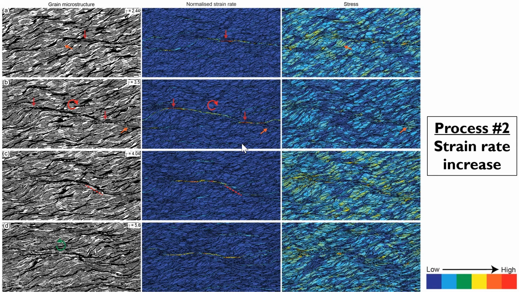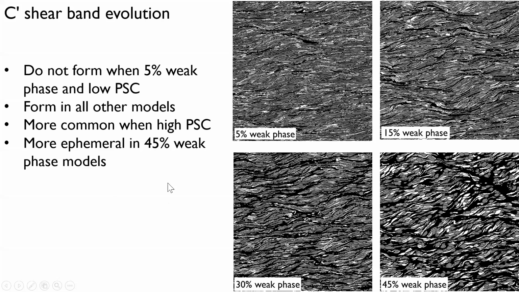So you'll notice in the two processes I've described that C-prime shear bands form in layers of weak phase that are at a low strain rate. They form only in these layers that are at low strain rate. So this is in contrast to previous research that has suggested that they form when they're on layers of high strain rate.